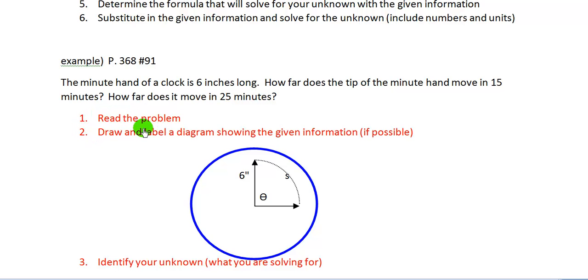Then you're going to draw and label a diagram showing the given information if possible, and it's very possible for this problem. So I have a clock that I drew as a blue circle. I don't care about the hour hand, I extended the minute hand up straight to 12, and that's 6 inches. And then I have an arc showing the movement of the minute hand, and I redrew the minute hand. The angle, which is a 90-degree angle, is theta. And then the arc length, which is what we're trying to find, really, the arc length of the movement of the hand is S.